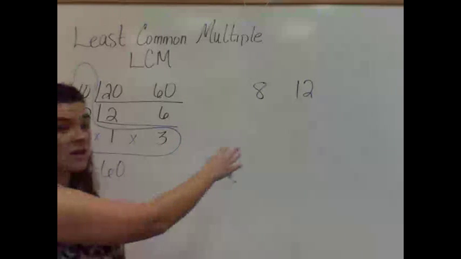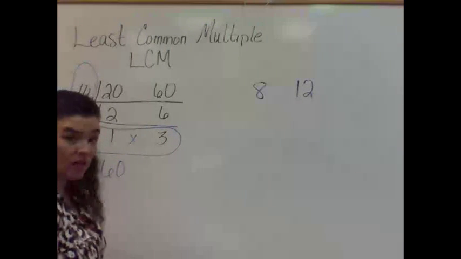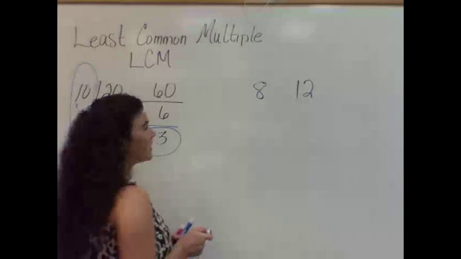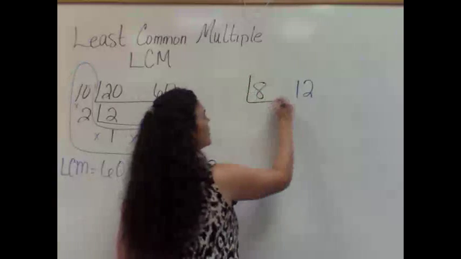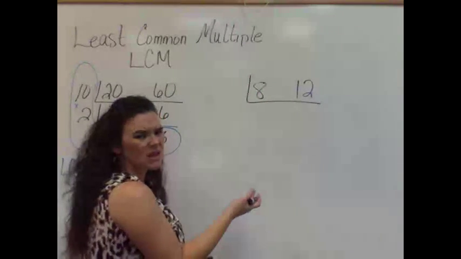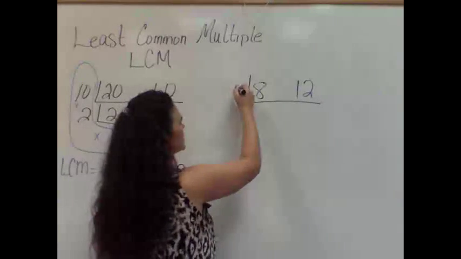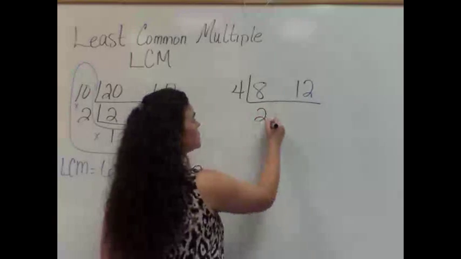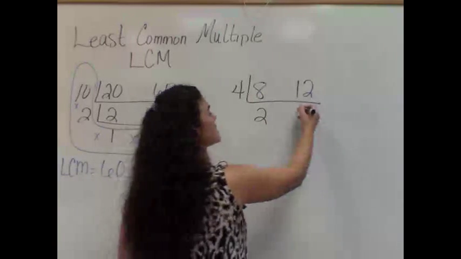You want to do the same thing for these problems, the numbers over here, 8 and 12. So I'm going to start with finding a common factor. They're both even. I know that. I don't have to start with the smallest thing because I know they're both divisible by 4 as well. So I'm going to pull 4 out. 8 divided by 4 is 2. 12 divided by 4 is 3.